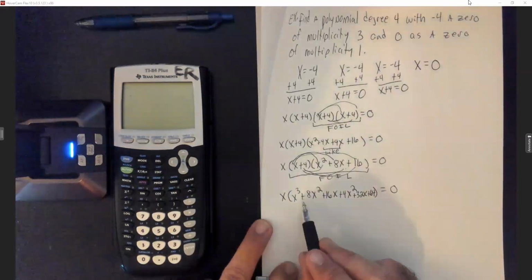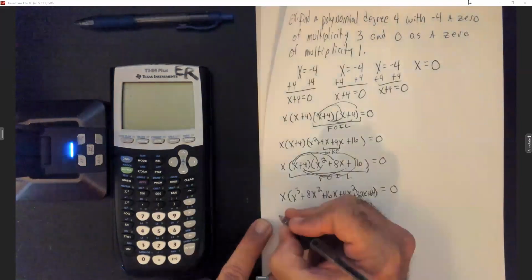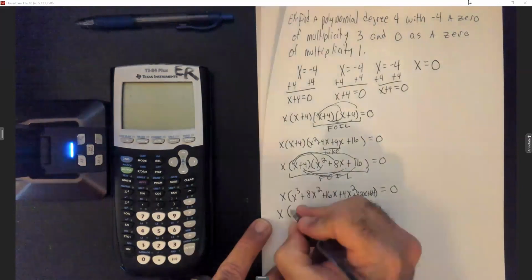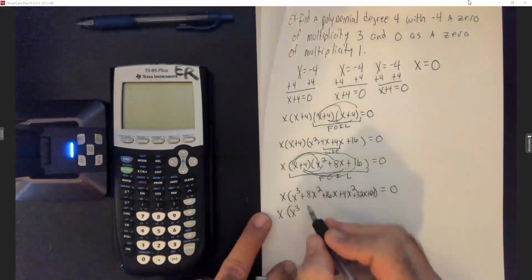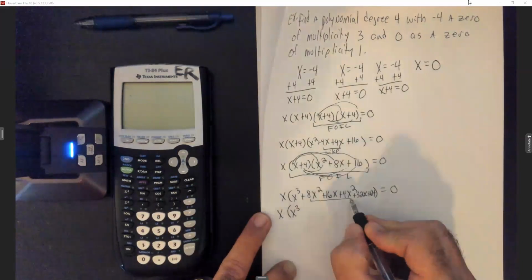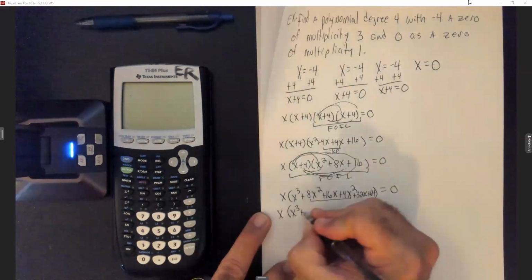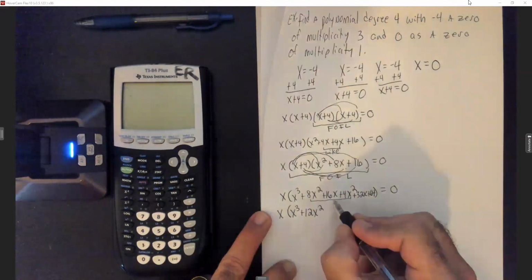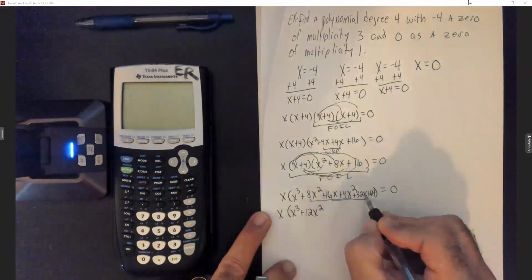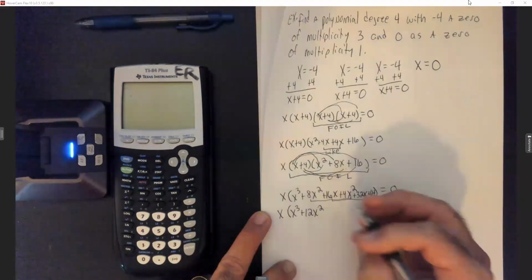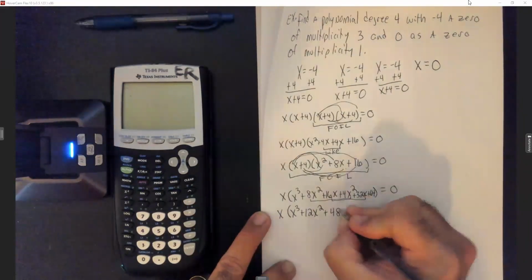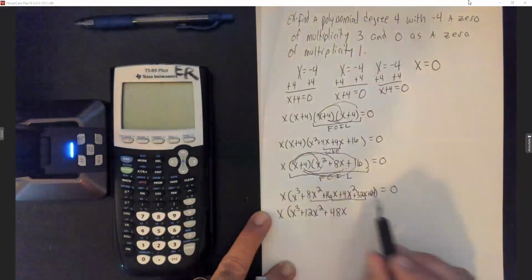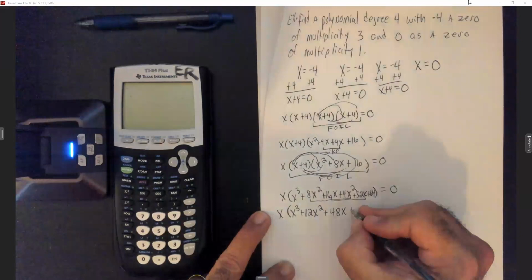So let me add like terms. So bring this x down. Nothing else adds to the x to the 3rd. The 8x squared will add to the 4x squared and give me 12x squared. The 16x here will add to the 32x. 16 and 32 give me 48x. And then the only number I have is my 64 at the end.